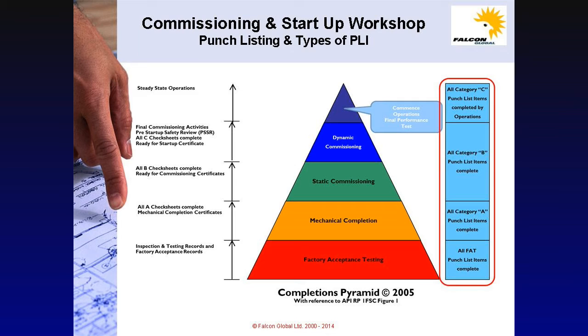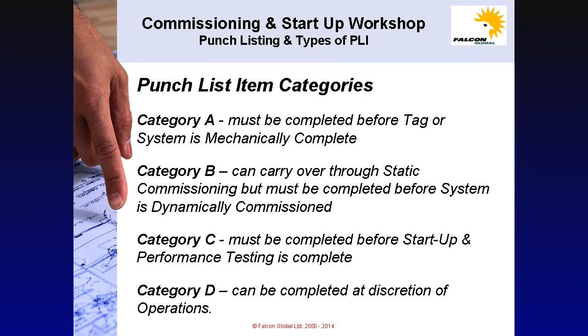Refer to the completions pyramid on slide 264 for the way punch list items are categorized and the priority sequence for their completion. This is explained in more detail on slide 265. Slides 265 to 268. Punch list item categories. Category A PLIs. These must be completed before the tag or system is mechanically complete. Category B. These are allowed to carry over through static commissioning but must be completed before the system is dynamically commissioned.